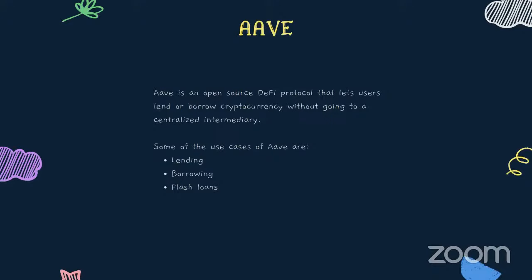I'm going to share some articles in Discord after this, so you can read more about flash loans, because it's not what I'm going to be talking about here, for those that want to actually learn about it.